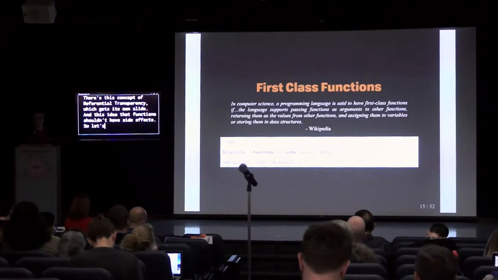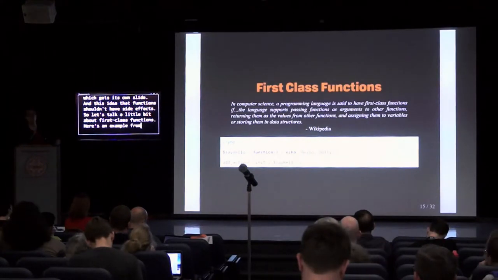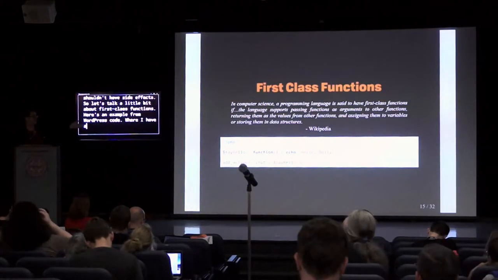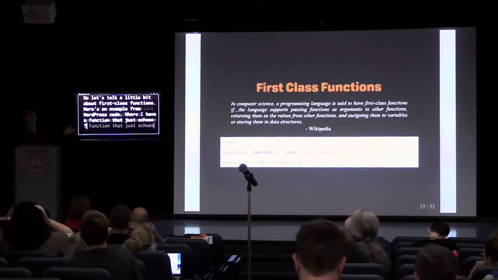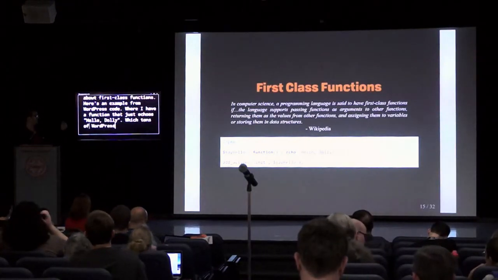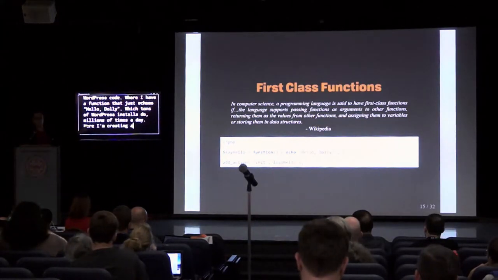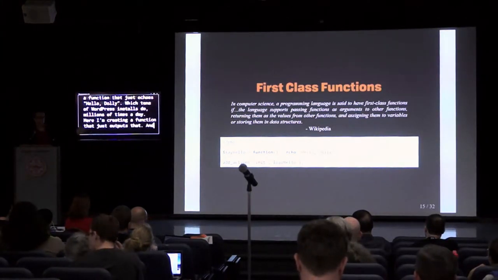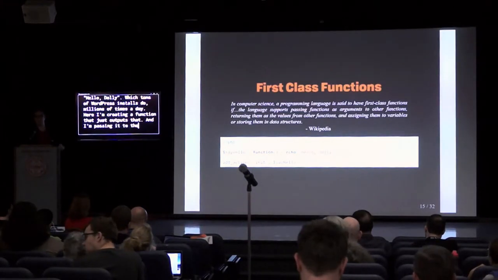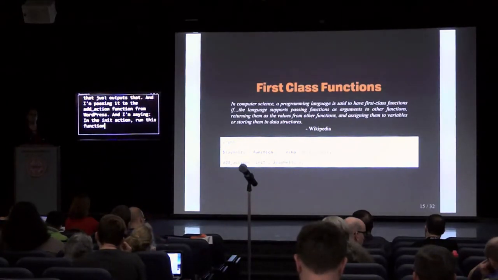So let's talk a little bit about first-class functions. Here's an example from WordPress code, where I have a function that just echoes Hello Dolly, which tons of WordPress installs do millions of times a day. Here I'm creating a function that just outputs that, and I'm passing it to the add_action function from WordPress. And I'm saying, in the init action, run this function. And I can do that because functions are first class in PHP.